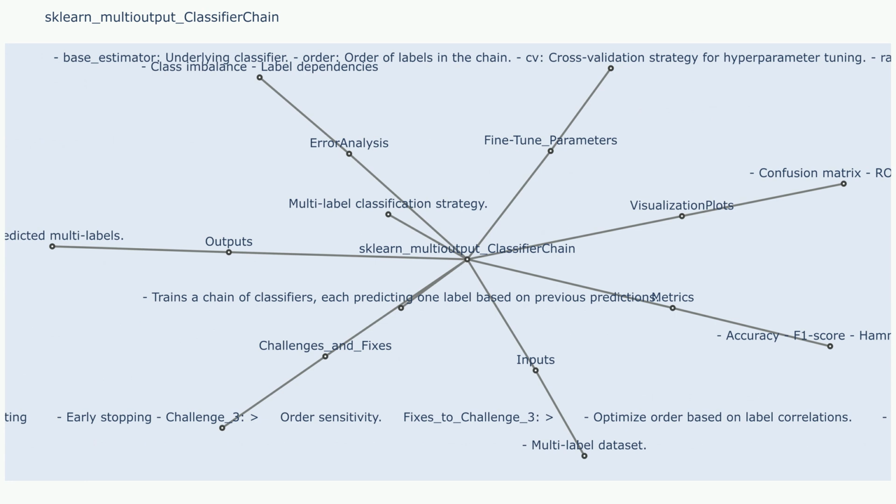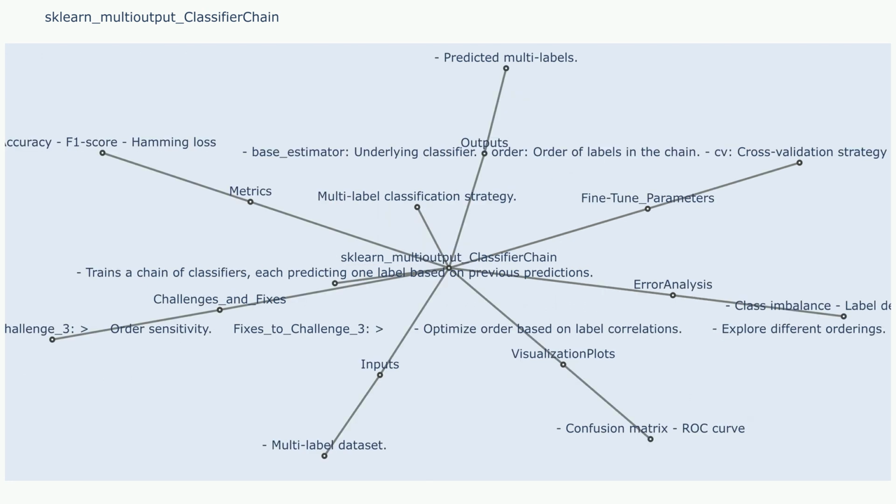Confidence scores for each prediction can be obtained by averaging the probabilities across different classifiers in the chain. Bayesian methods can be employed to estimate uncertainty in the predictions, especially when the base estimator is a probabilistic model.